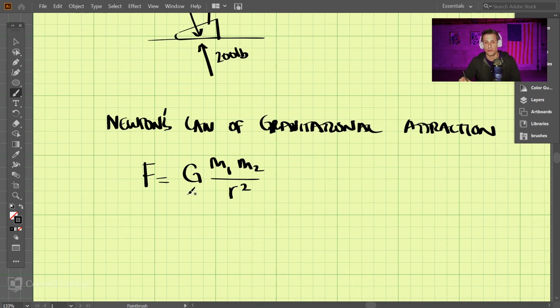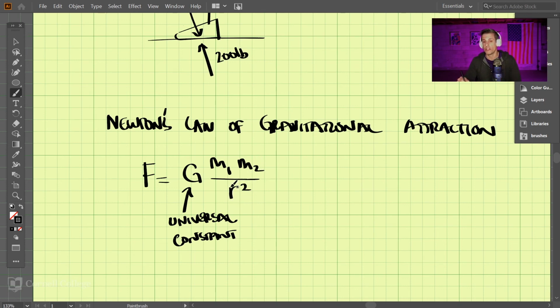All right, so G is the universal constant. So m1 is the mass of one object. So for example, that would be me. And m2 may be the mass of another object, which would be the Earth.